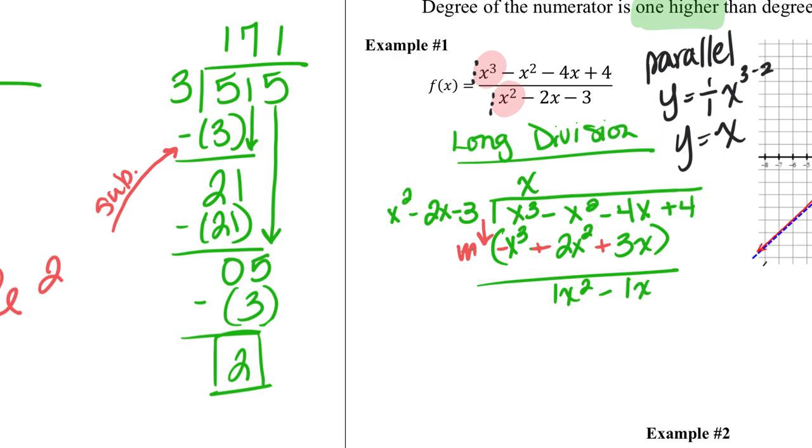After my subtraction, I bring down my next term. And I do this all over again. So what do I multiply x squared by to get x squared? I multiply it by 1. When I do, I get a product of x squared minus 2x minus 3, because I take that 1 and I multiply it to each term.